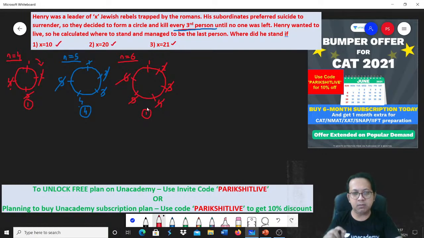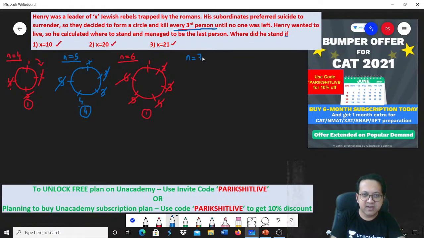Are you able to visualize a pattern? The pattern is important. Let's do 2 more. Let's say n is 7. If there are 7 people standing, can you tell me who will be the last person who will survive?